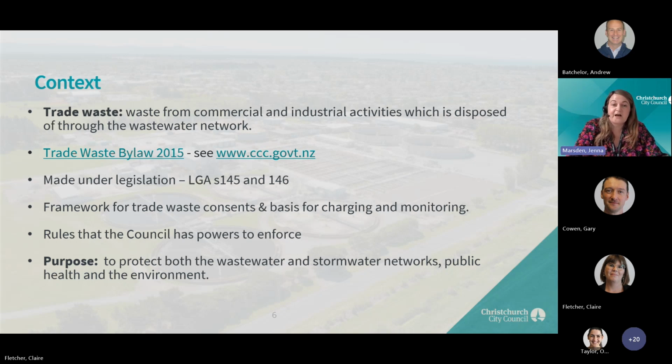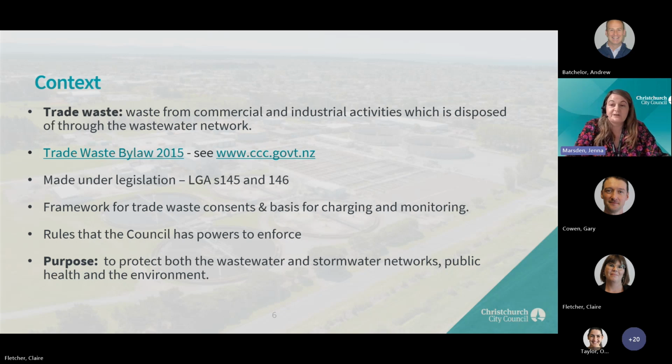The Council has powers to make bylaws to regulate trade waste and also to protect public health under the Local Government Act 2002. Bylaws are local laws and are regulatory tools which either require actions of others or prohibit certain actions. And they also allow council to take enforcement action if someone is failing to comply with a bylaw.